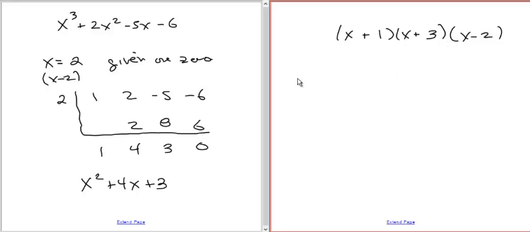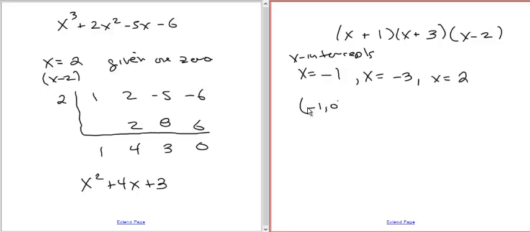Now if I want to plot it, the x-intercepts are the zeros. So I have x equals -1, x equals -3, and x equals +2. So those are my x values. The actual x-intercepts would be (-1, 0), (-3, 0), (2, 0). So those are the coordinates.